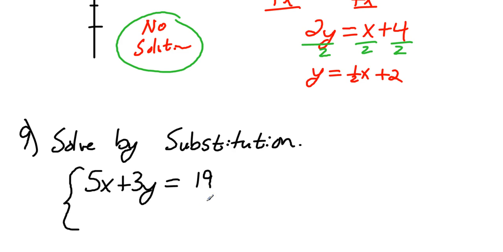Okay, so let's go with 5x plus 3y is equal to 19, and then negative 2x plus y equals negative 1.